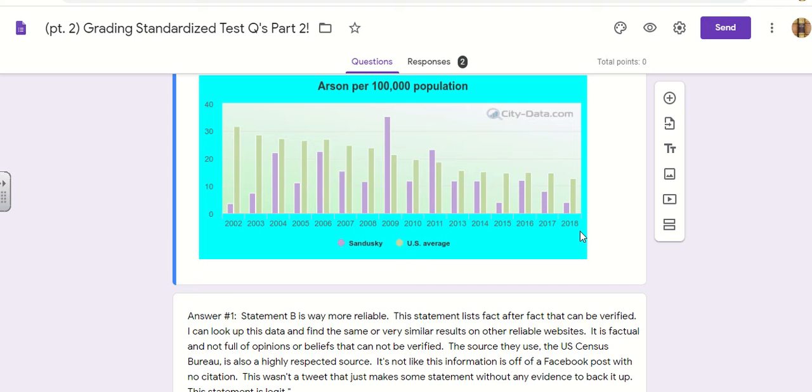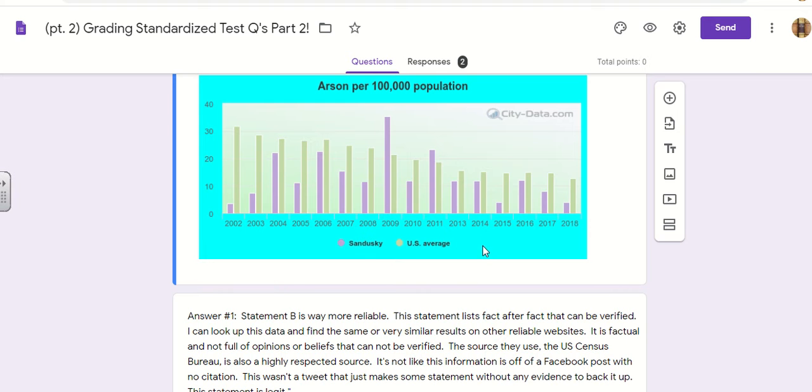There are different things you could conclude from it, but you can't conclude something that's not here. You can't say, I conclude that no one ever sets fires in Sandusky. Not true. Even though in 2002 it was only maybe 2 or 3, there were 2 or 3. You can't conclude that the country has a, per 100,000 population, by the way, a huge arson problem. I don't really know if you can pull that from this.